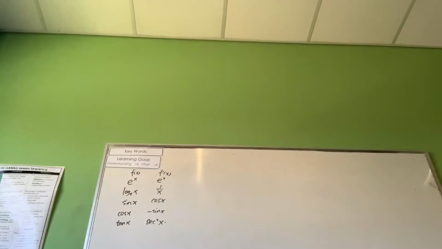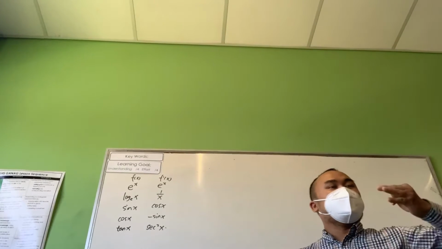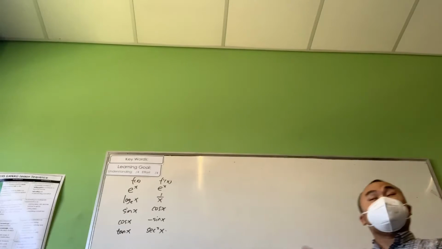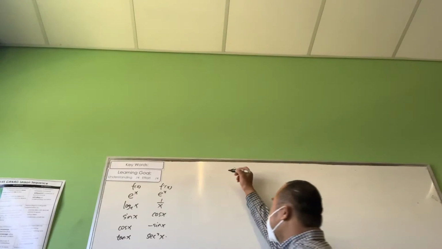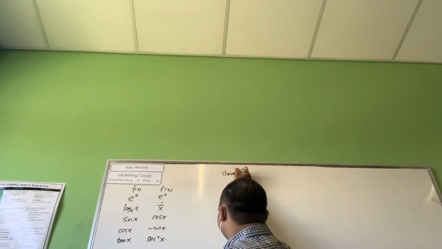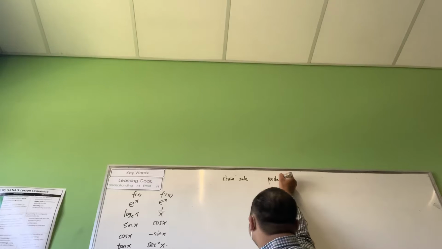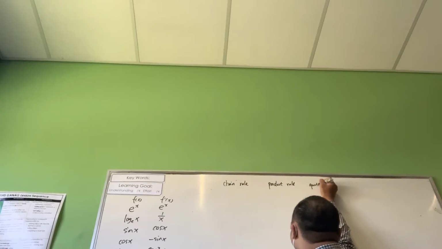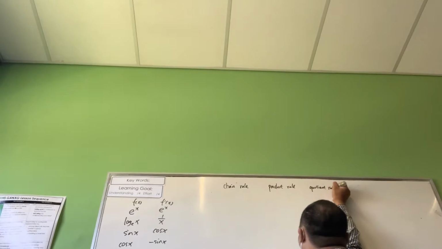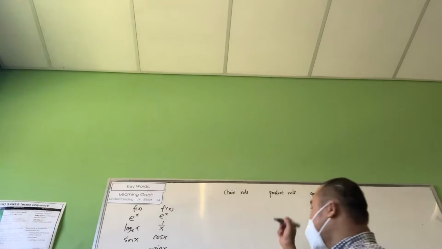Now let's talk about the second thing, which is the three rules. In differentiation, whether in Methods or Spech, we only have three different rules: the chain rule, the product rule, and the quotient rule. So what do we mean by chain rule? Let me give you an example.